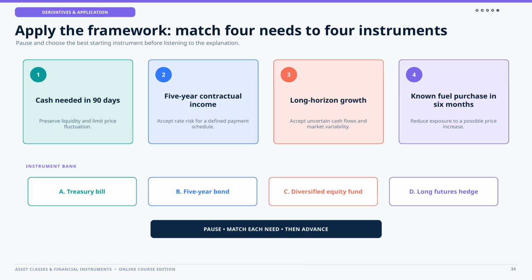Pause and match each need to the most appropriate starting instrument. The 90-day cash need matches the treasury bill because maturity and liquidity align with the horizon. The 5-year contractual income goal matches a 5-year bond, subject to credit and price considerations. The long horizon growth goal matches diversified equity exposure because the investor can accept uncertain short-term outcomes in exchange for residual participation. The known fuel purchase matches a long futures hedge because the risk is a price increase before the purchase date. The purpose of the exercise is not to declare one product best. It is to align the contract with the risk and timing of the goal.